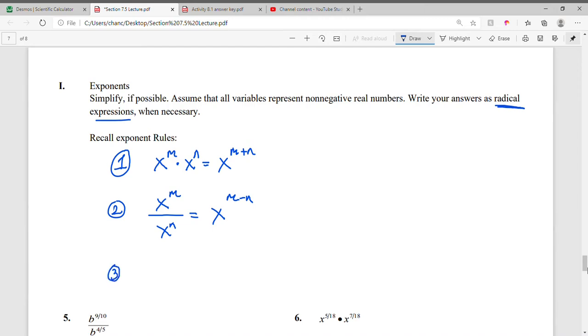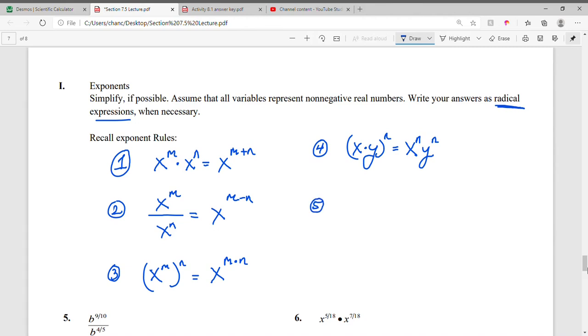The third rule is the exponent to a power rule. x to the m raised to the n. We're going to actually multiply the exponents. This is x to the m times n. For the fourth rule, this is x times y raised to the n. A product raised to a power is equivalent to x to the n, y to the n.